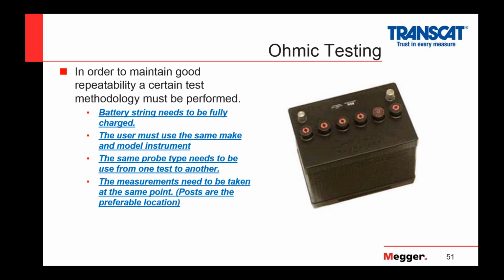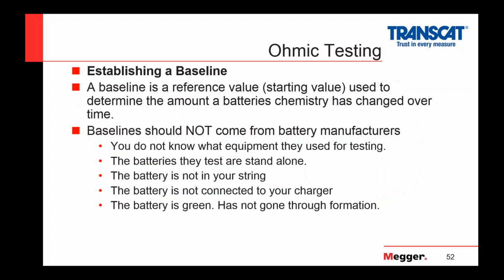The same probe type needs to be used from one test to another. If I use extension probes or Kelvin leads one time, if someone else goes and uses a pistol grip the next time, I'm going to get different measurements. So you always want to use the same type of probes. And the other thing is you want to take the measurements from the same point on the battery. Recommended to always take the measurements from the posts. If I take it from the post one time and someone else takes it off the hardware, they're going to get different readings. So again, we want to keep it apples to apples whenever you do an ohmic test.